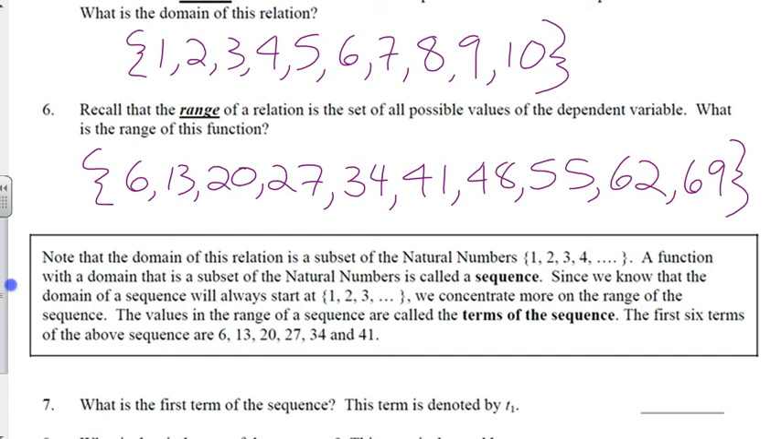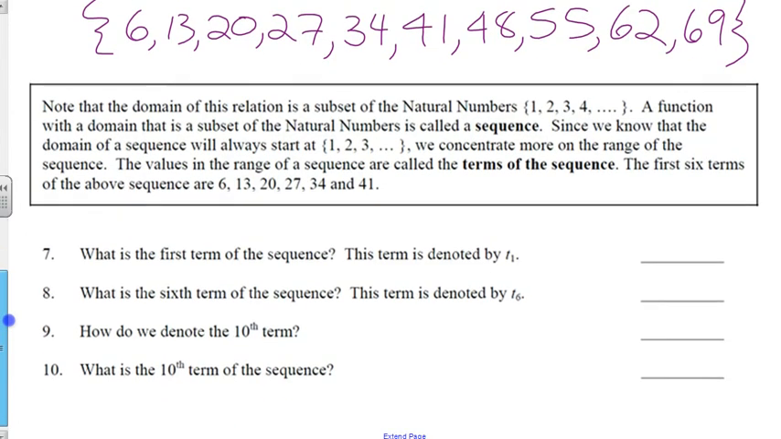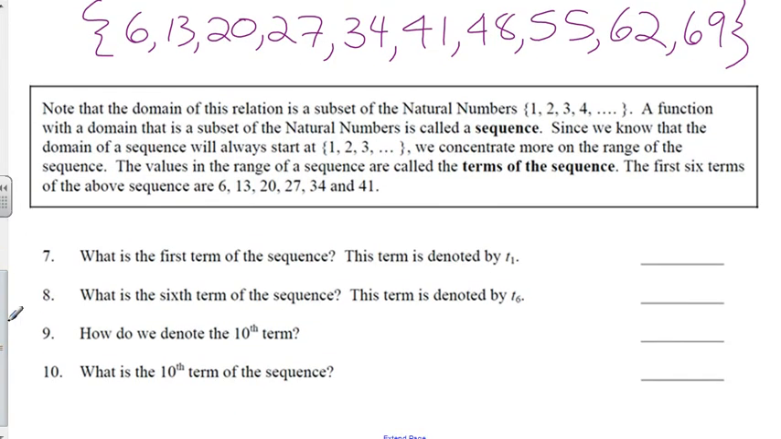So we're not too interested in the 1, 2, 3, 4, etc. We're interested in the range, the 6, 13, 20, 27, 34, and 41. So these are the terms of the sequence, right? The first 6 terms of which are 6, 13, 20, 27, 34, and 41. Okay. What is the first term of the sequence?